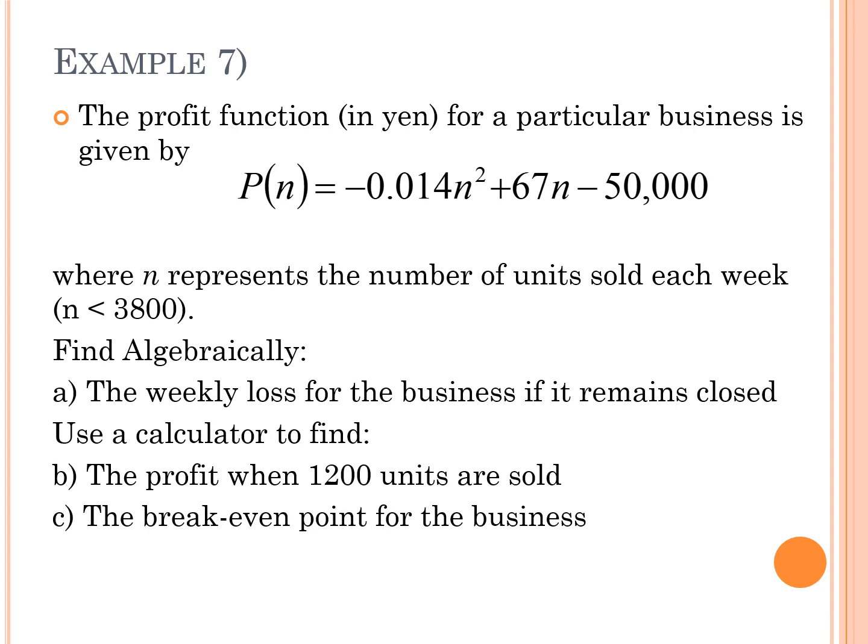So the profit function in yen for a particular business is given by this equation, where n represents the number of units sold each week, and they make less than 3,800. Find algebraically the weekly loss for the business if it remains closed. So you have to think about, if it's closed, how much is it making? Then find the profit when 1,200 are sold, and using a calculator, you can use the Desmos calculator, find the break-even point.